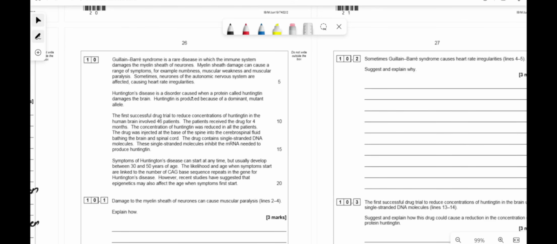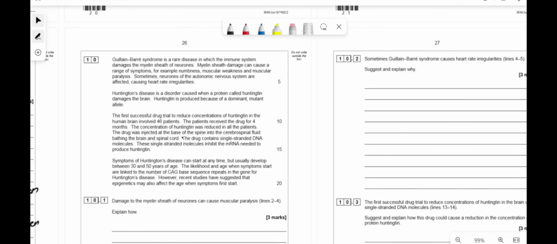Huntington's disease is a disorder where a protein called huntingtin damages the brain. Huntingtin is produced because of a dominant mutant allele. The first successful drug trial to reduce concentrations of huntingtin in the human brain involved 46 patients. The patients received the drug for 4 months. The concentration of huntingtin was reduced in all the participants.